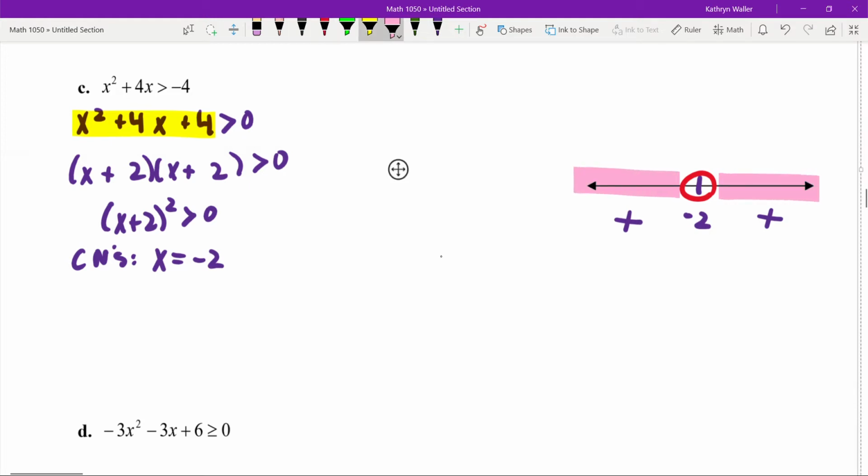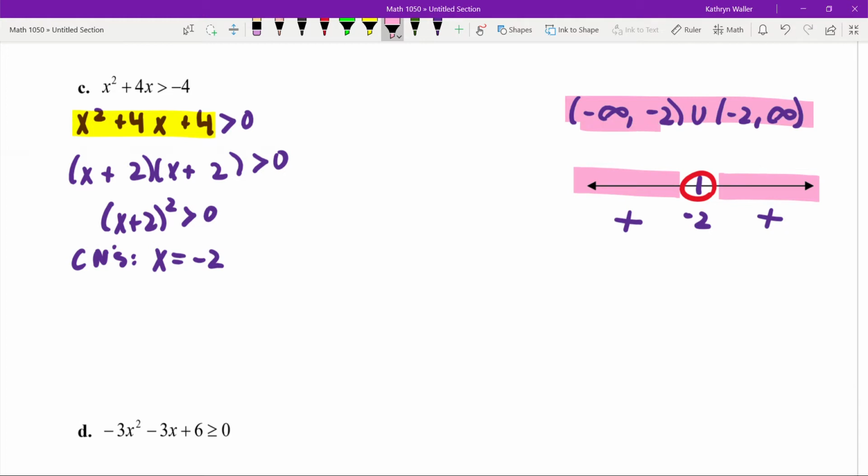So, is the answer all real numbers? Is that what it is? It's not. It's everything except negative 2, right? So it's going to be negative infinity to negative 2 with a parenthesis, union negative 2 to infinity with a parenthesis, and that's it. Okay?